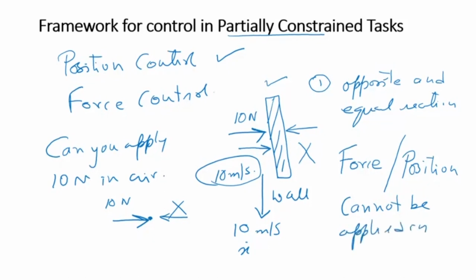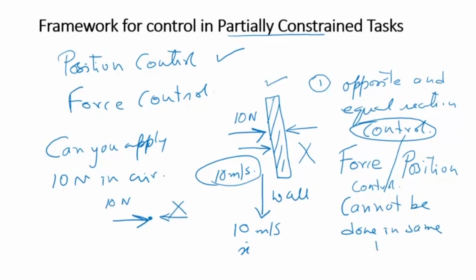So control of force and position in the same direction is not possible. Force and position control cannot be done in the same direction. This is very important to note: if you can apply 10 newtons on the wall, you cannot move with 10 meters per second in the same direction. Why? Because the wall will not allow you. Position and force cannot be done in the same direction, but they can be done in orthogonal directions.